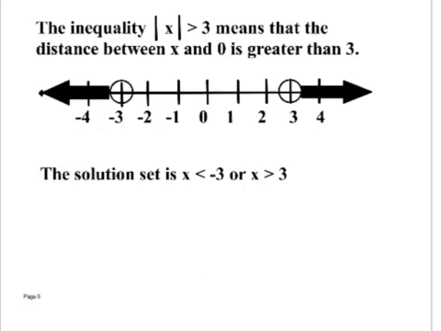Write this down. The inequality absolute value of x is greater than 3 means that the distance between x and 0 is greater than 3. That is how we would graph it. The solution set is x is less than negative 3 or x is greater than 3. Meaning the distance between x and 0 is greater than 3.